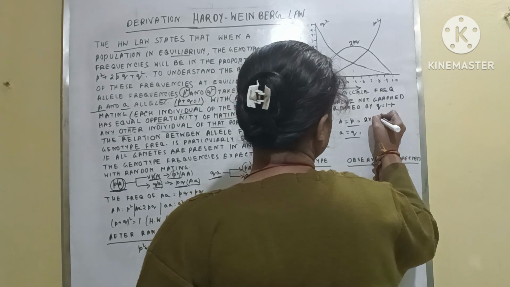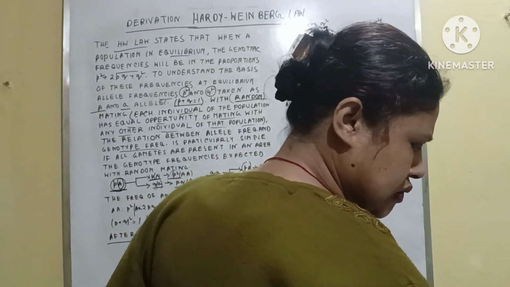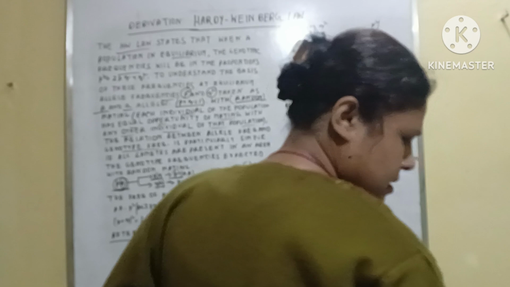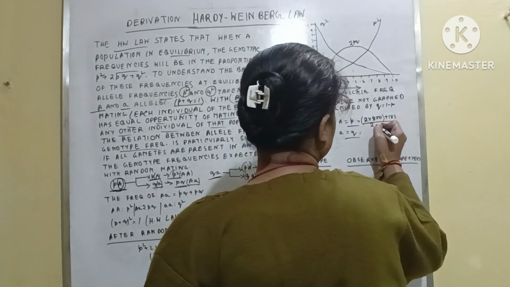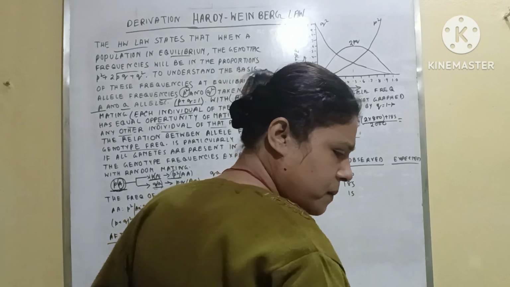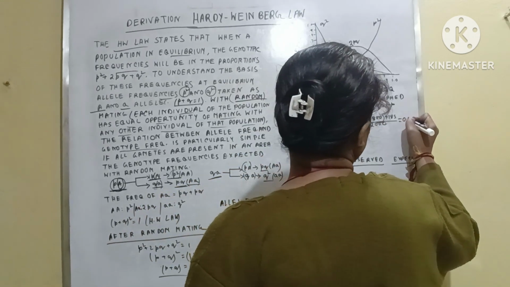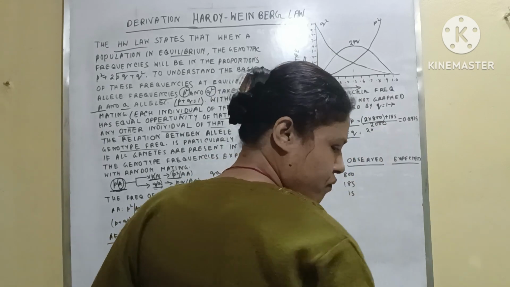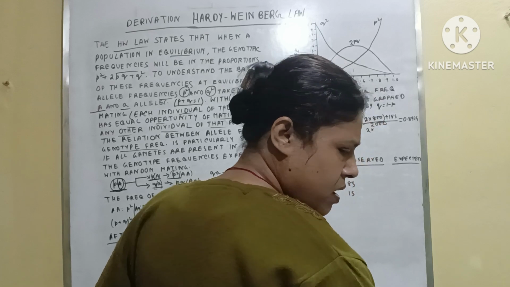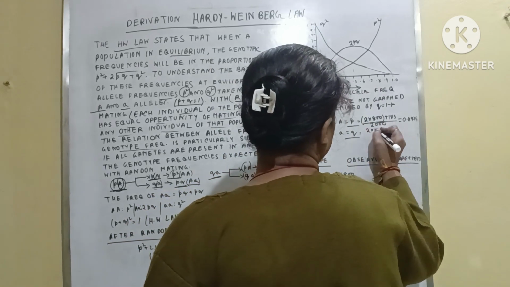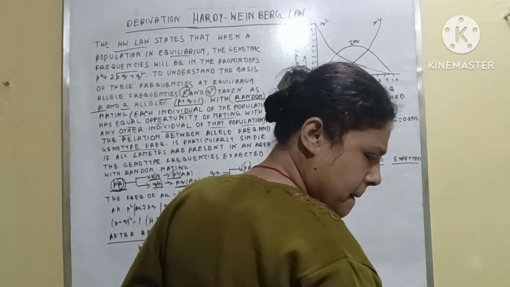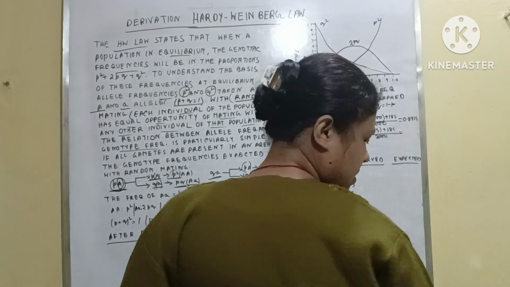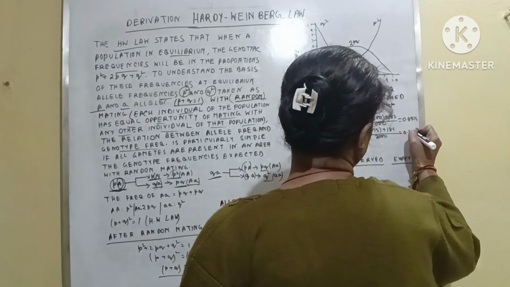2 into 800 plus 185 divided by 2000 equals the value 0.8925, and the q value is 2 into 15 plus 185 by 2000. So the answer is 0.1075.